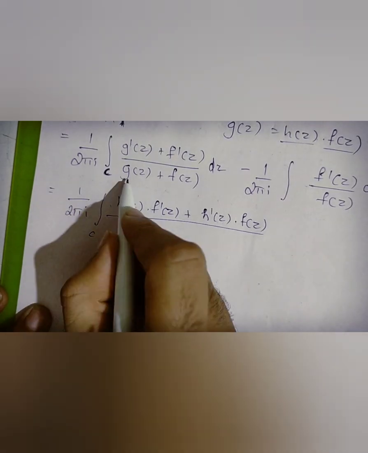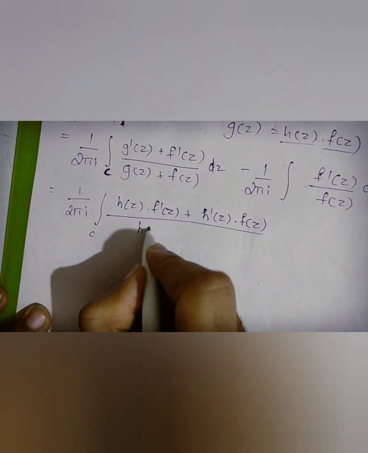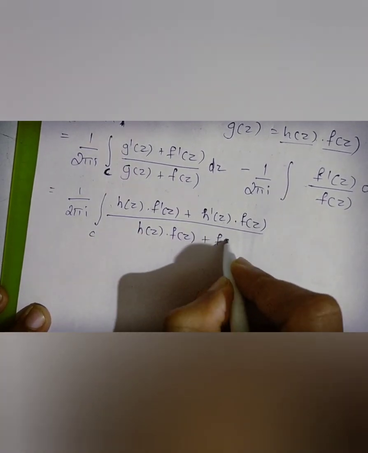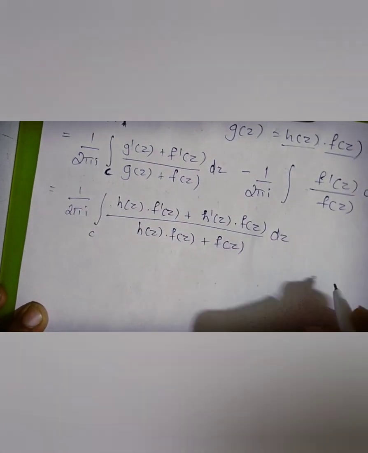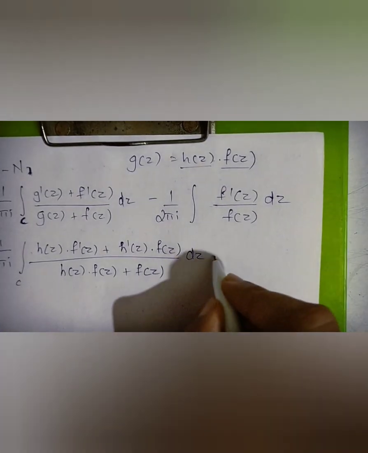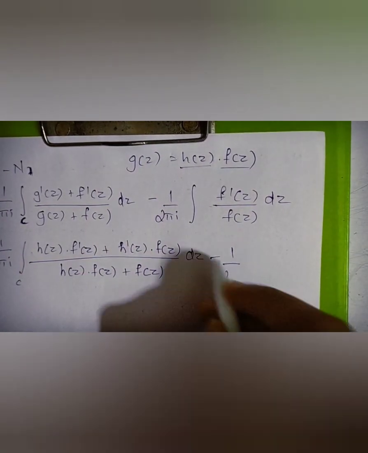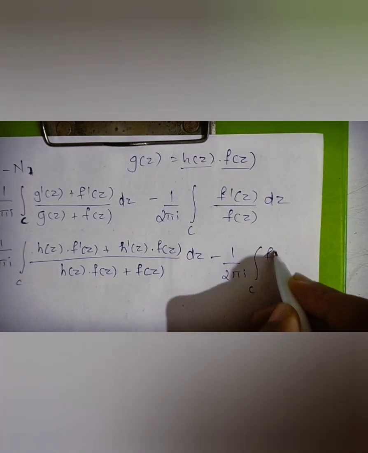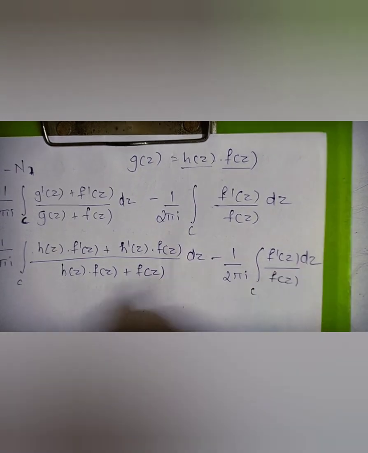Coming to the denominator, we have this g of z with us. We have the value of g of z as well. Let's put it over here. That is this thing plus f of z. So we just substituted all the values over here, dz, and for the second part of this entire line, we don't have any values. Let us keep it as is. Let me write this as f dash z upon f of z dz, right?